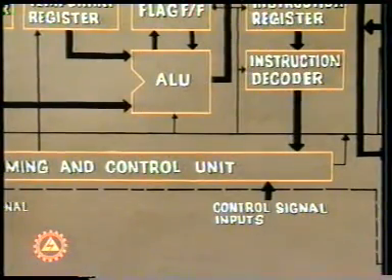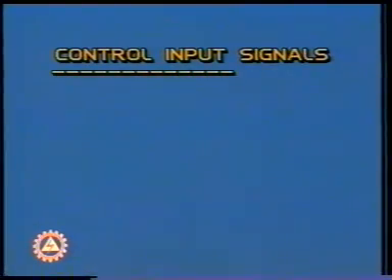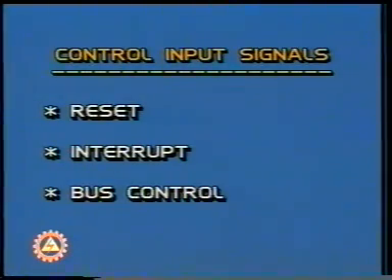In some microprocessors, the clock unit is inbuilt, while in others, the clock pulse is generated externally. In either case, the clock frequency is generated using an external crystal or some alternative circuits. The microprocessor allows certain control input signals. The most commonly available input signals are reset, interrupt, and bus control signal.